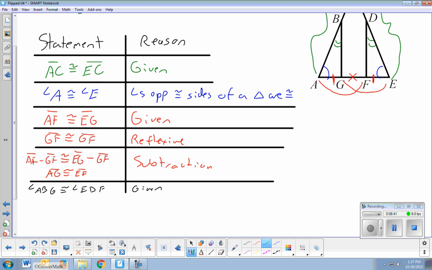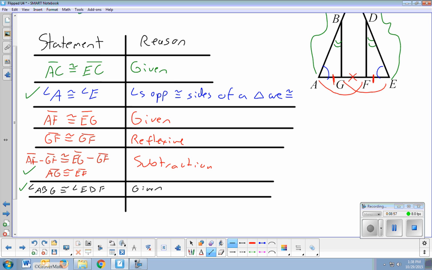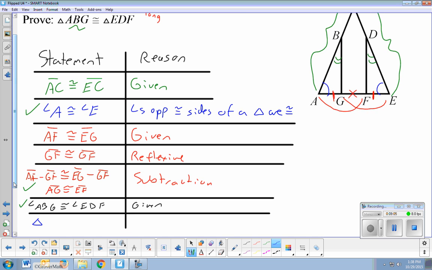So we got an angle congruence from the angles opposite congruent sides of a triangle are congruent from the isosceles there. And then we got a side congruence through subtraction. And then we were given another angle congruence. And all of that together are three congruencies that I can use to prove my triangle is congruent. So let me state that my triangle ABG is congruent to my other triangle, EDF, because I have two angle congruencies and one side congruency.